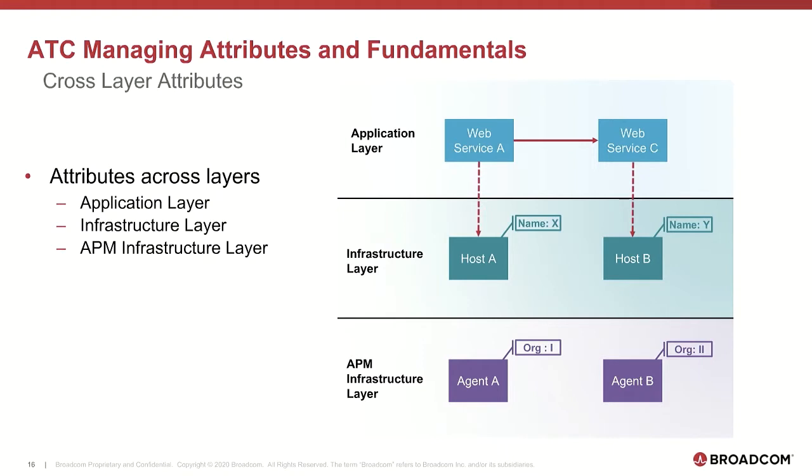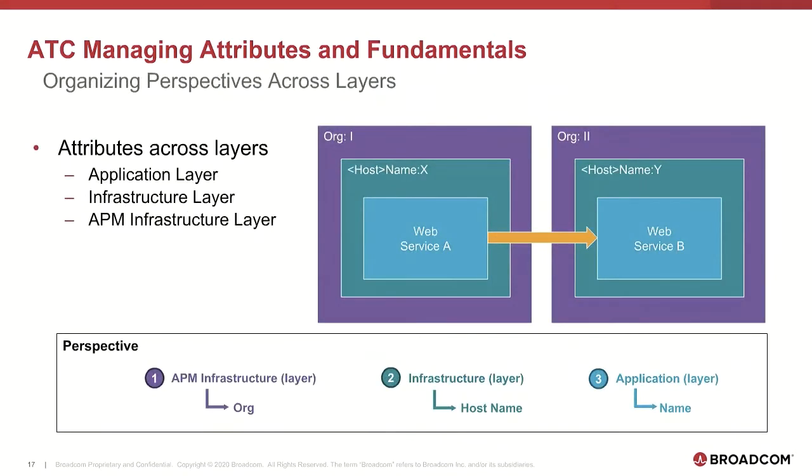Once I start now organizing, I can leverage attributes across layers. So here, for example, on my hosts, I have a name attribute. And the first host is called X, and the second host is called Y. And I think you can already see where this one is going, using attributes across layers. Now, I can leverage across all three layers to organize my map.